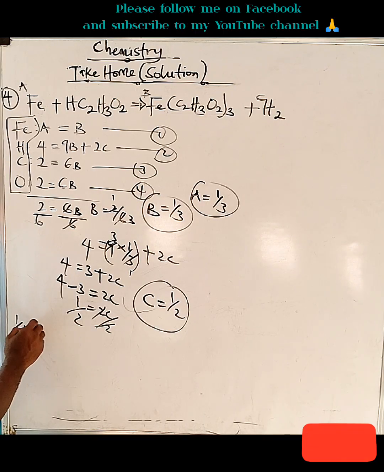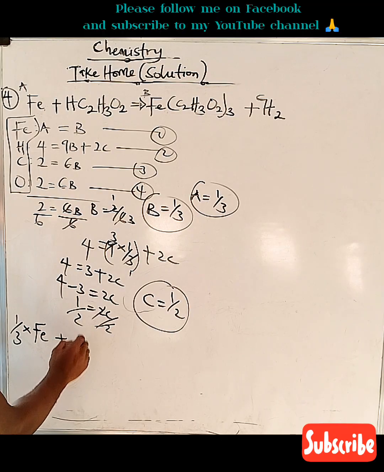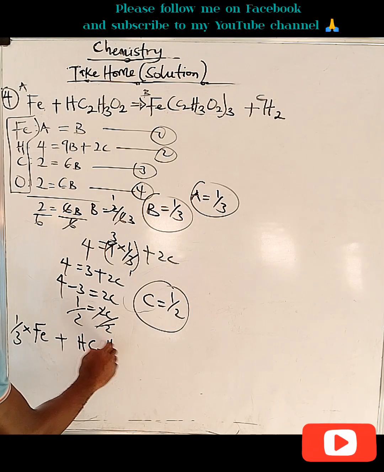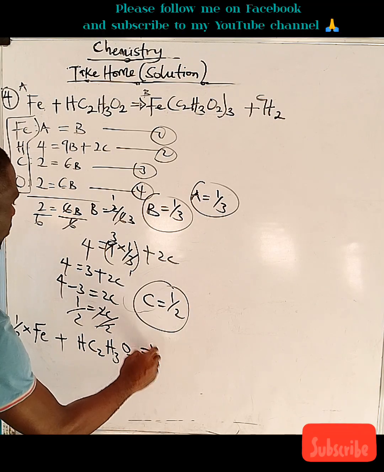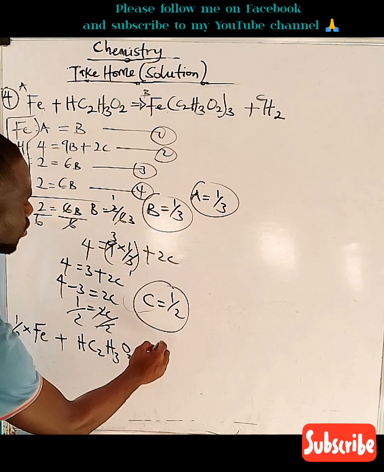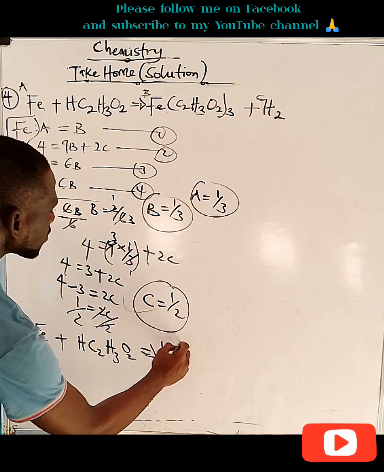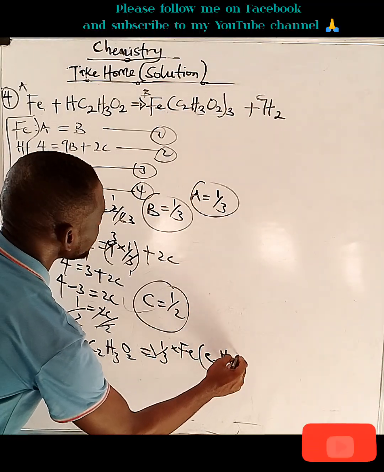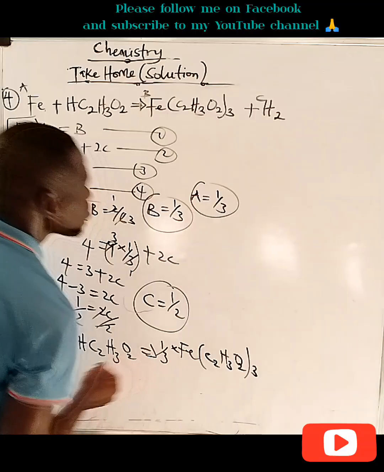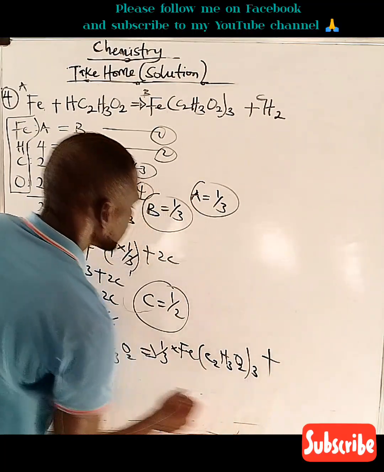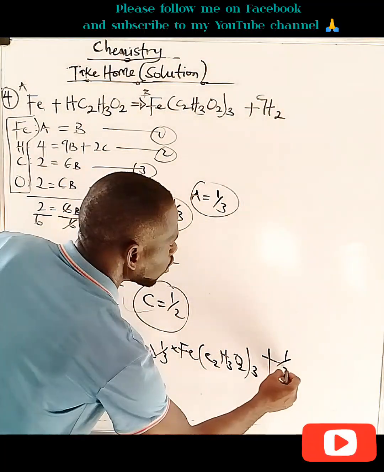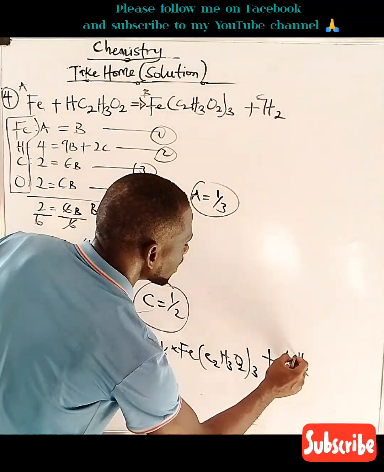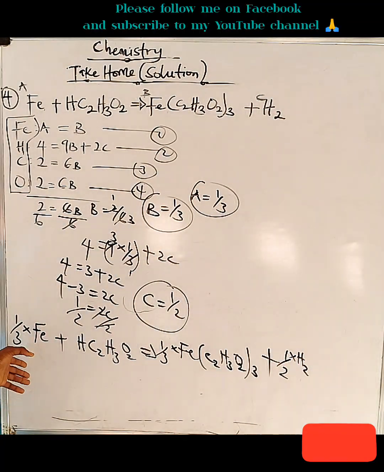1 over 3 times Fe, that's ferrum, plus, then there's no coefficient attached to this HC2H3O2. Then the B, what's the value of B? B is 1 over 3 times the iron, that's ferrum, then C2H3O2 in bracket with a smaller 3 attached to it. Then plus the C, which is 1 over 2, times H2. As you can see, we have fractional coefficients. We have 1 over 3, 1 over 3, and 1 over 2.